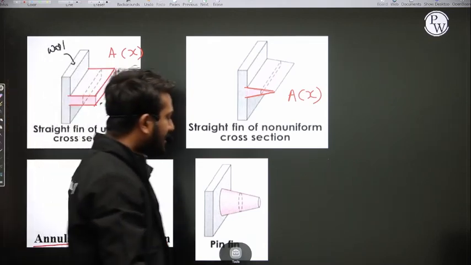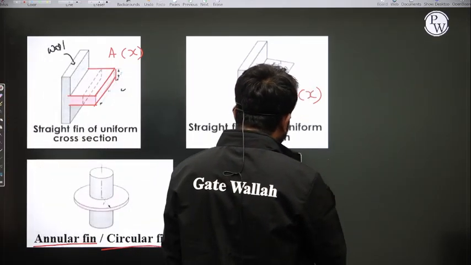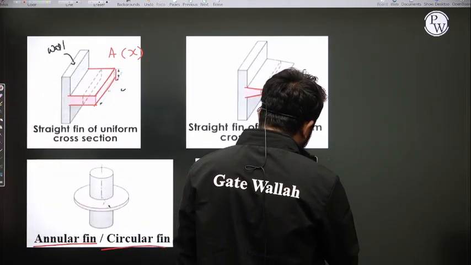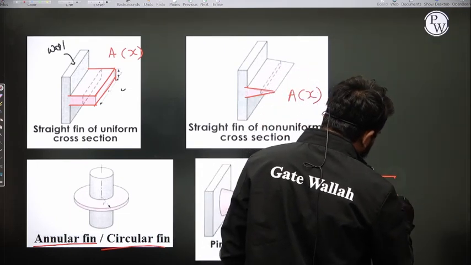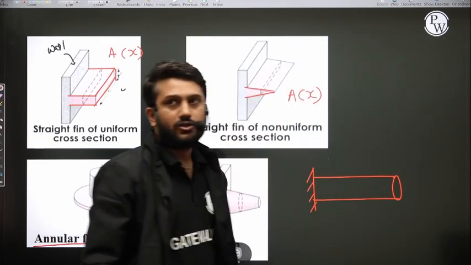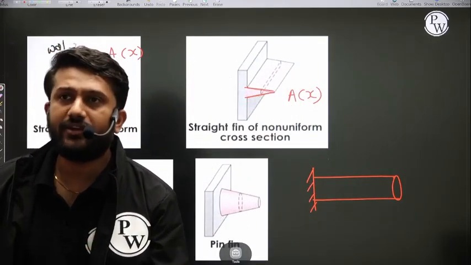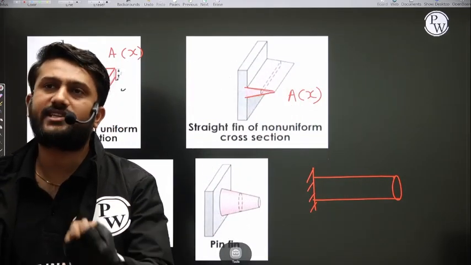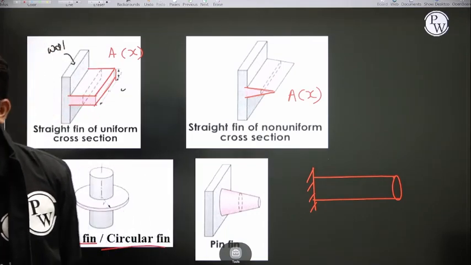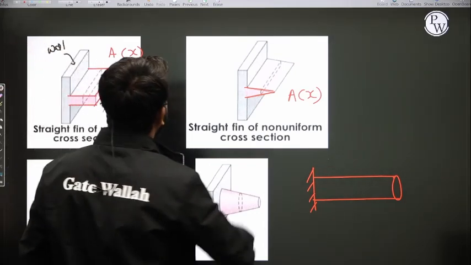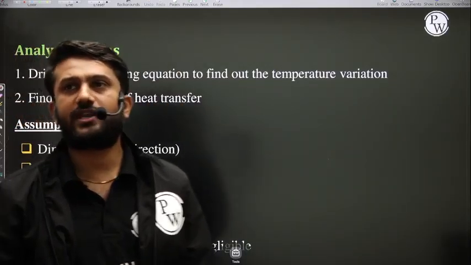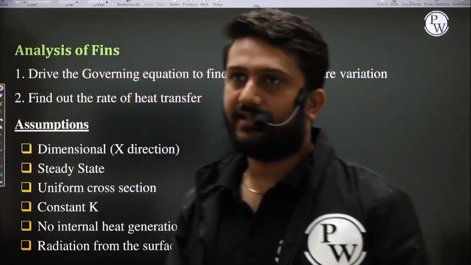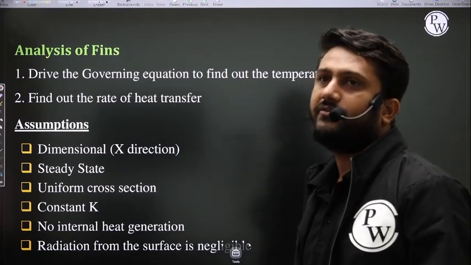There is a uniform cross section pin fin also. Pin fin means circular cross section. So this is the uniform pin fin, or uniform cross section pin fin. So there are some types of fins. Now the most important thing is the analysis of the fins.